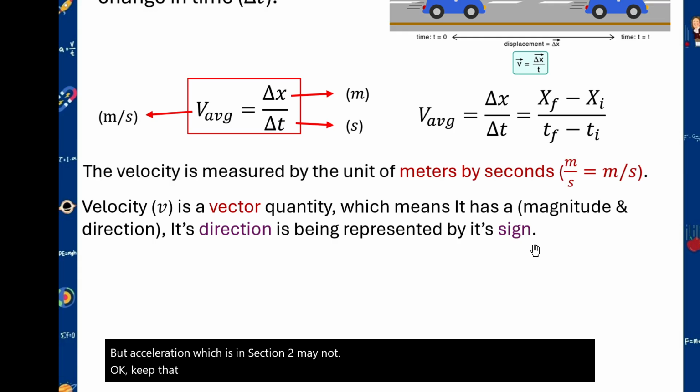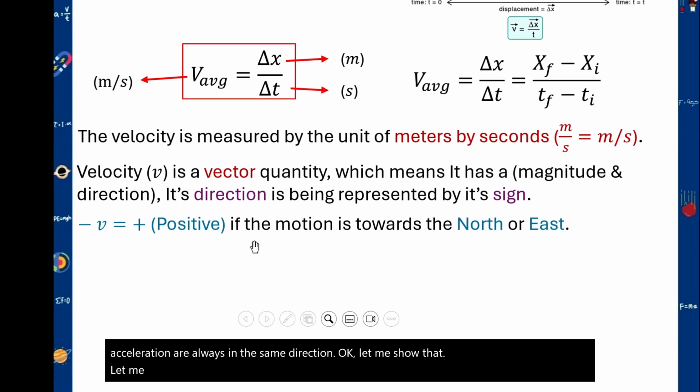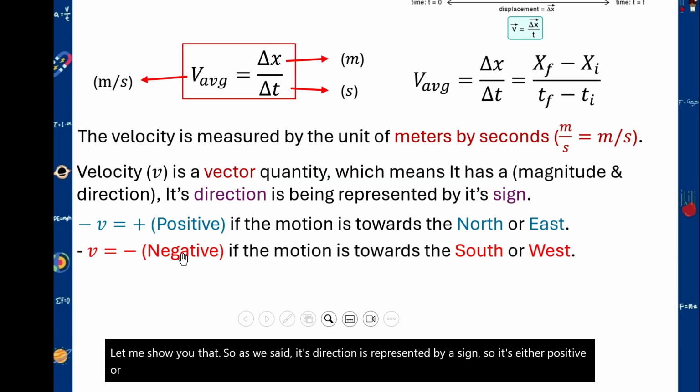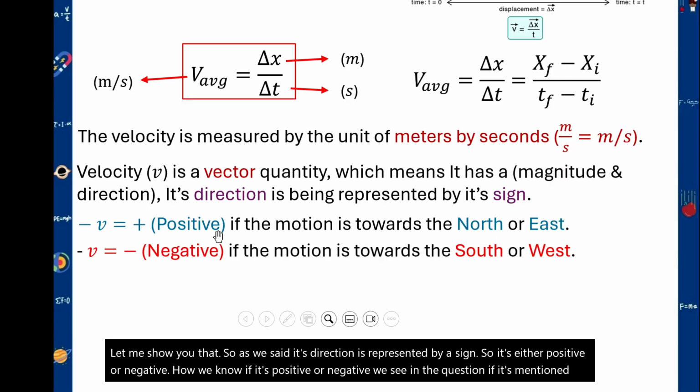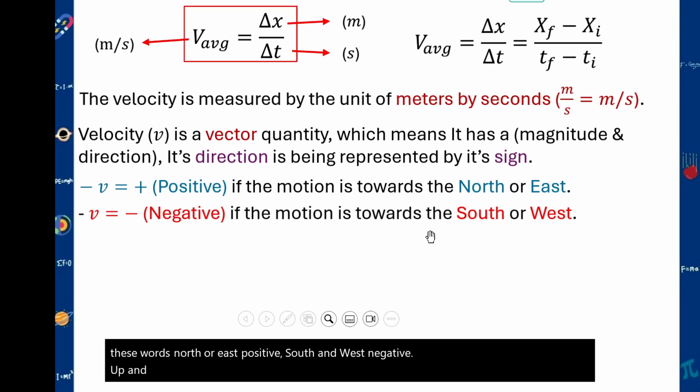But for now, write this as a note if you didn't: velocity and displacement are always in the same direction. Okay, let me show you that. As we said, its direction is represented by a sign, so it's either positive or negative. How do we know if it's positive or negative? We see in the question if these words are mentioned: north or east, positive; south and west, negative; up and right, positive; down and left, negative. Okay, keep that in your mind.